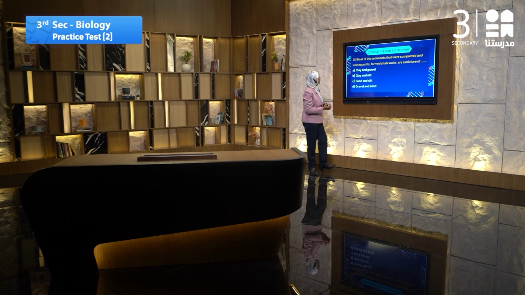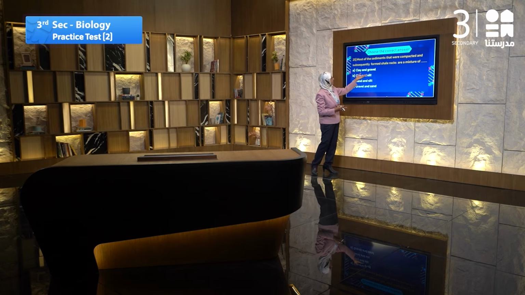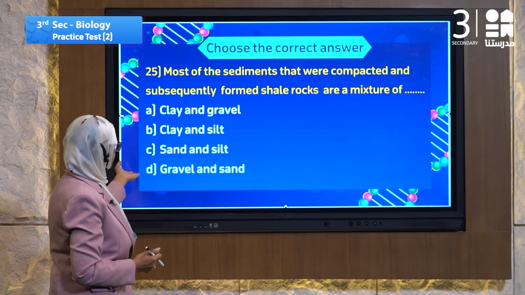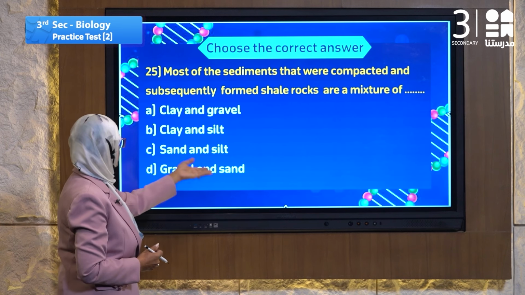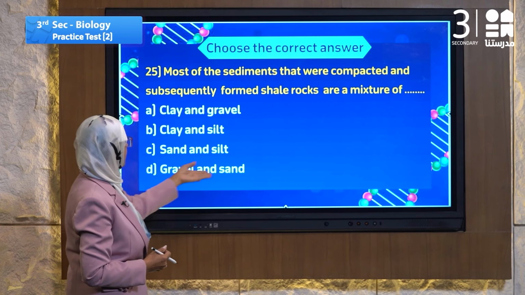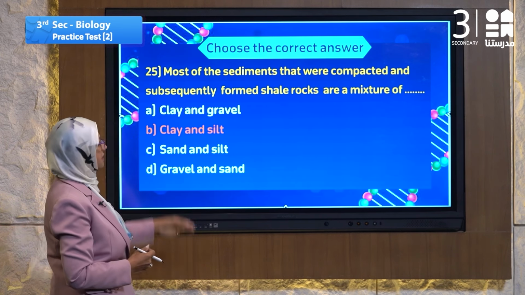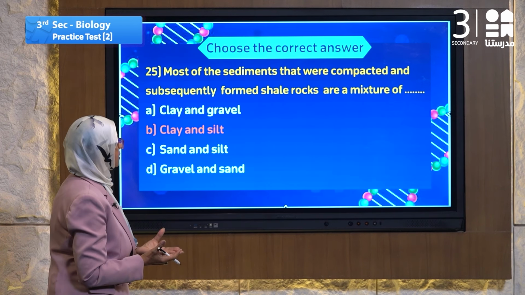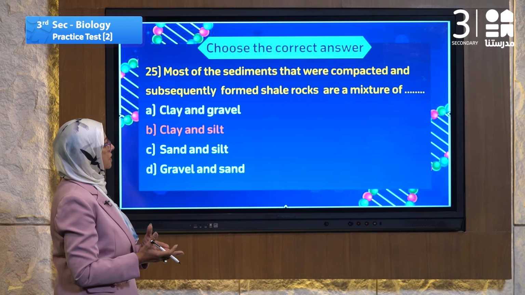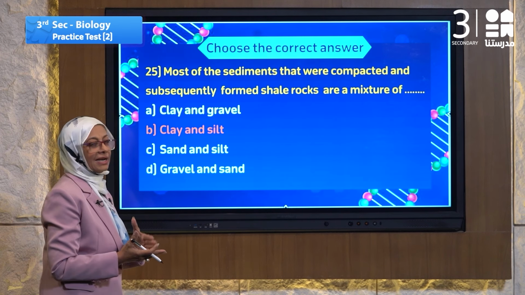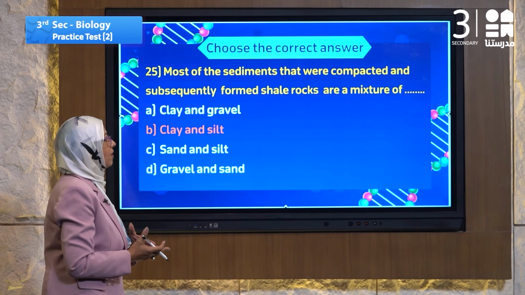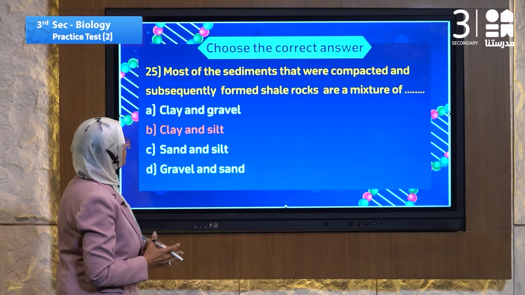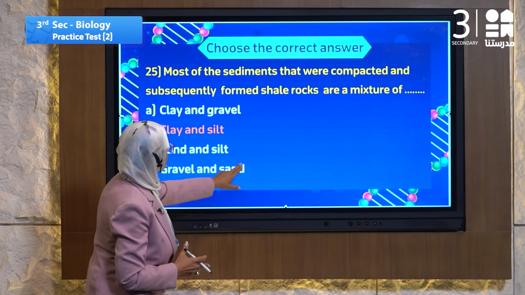The first choice is clay and gravel. The second one is clay and silt. C, sand and silt. D, gravel and sand. I think the answer is B, clay and silt, which make the shale rocks. It's a mixture of clay and silt.